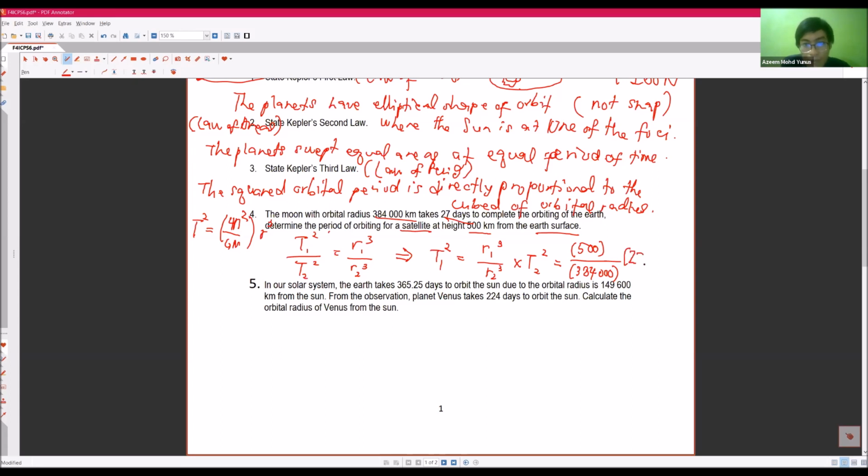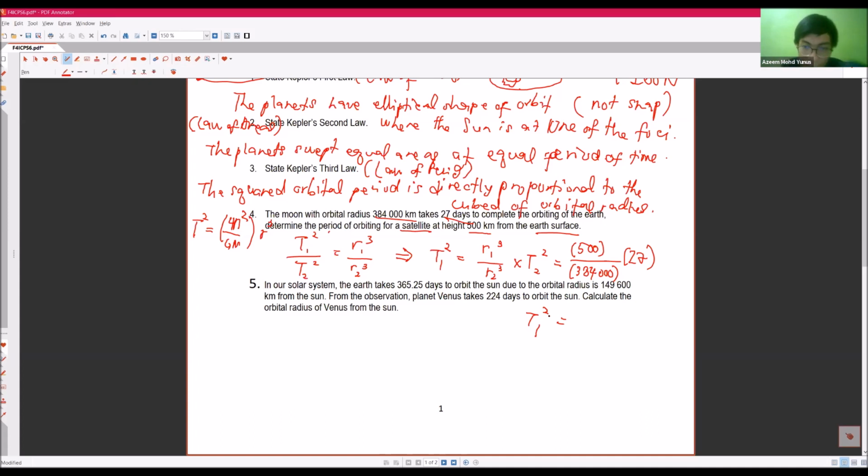Also here, we don't need to convert it to seconds because it's going to be very ridiculous numbers. 27 days has a lot of seconds in it, and we don't need that kind of detail. If we want to describe the orbital period for a planet, it's enough to state it in days. Okay, so if we multiply that, we get T1. If we plug that into the calculator, 500 divided by 4,000 times 27.